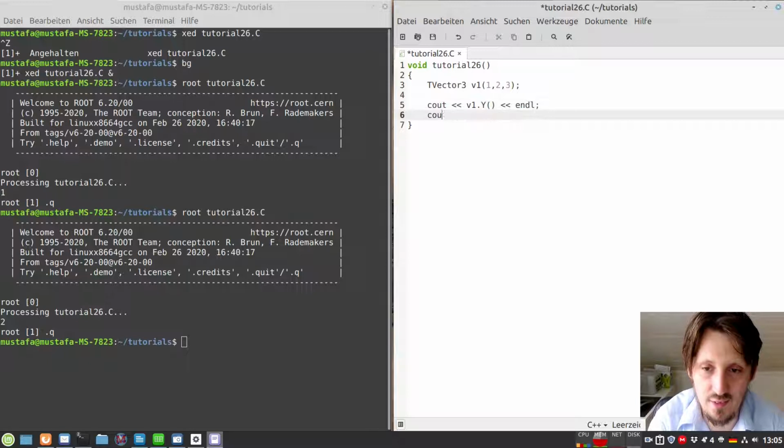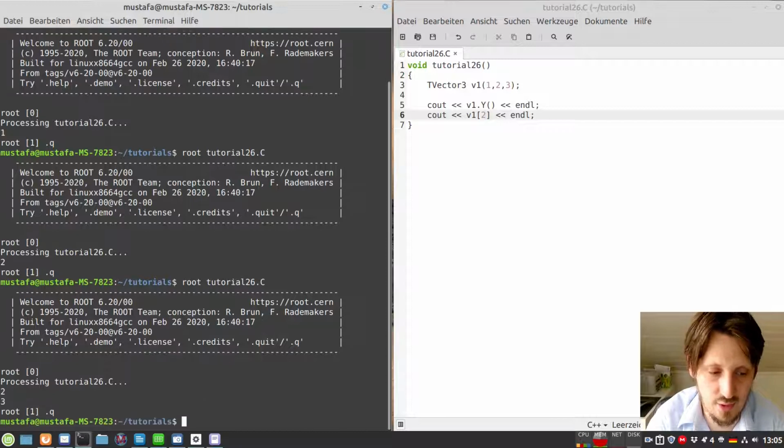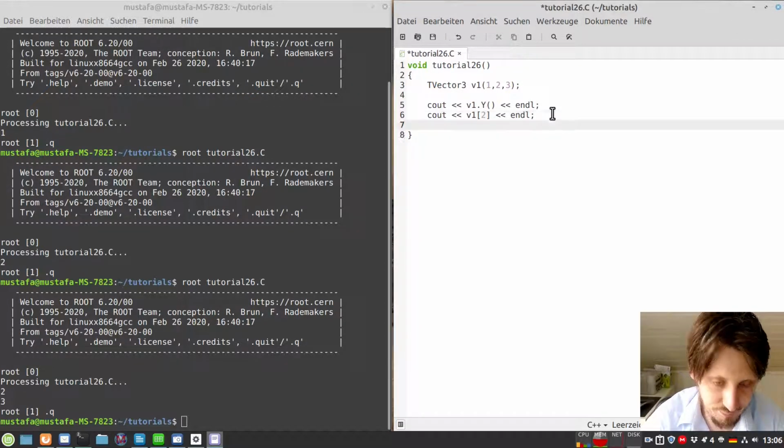Another possibility is that you access this vector in the same way how you access an array. So you can write in brackets 0 for x, 1 for y, and 2 for z. And if we give this out, then we will see that, of course, this is the z component, so we will get a 3 at the end. This is very simple. There are many possibilities how to do several things with this class, so this is basically one option how to do that.